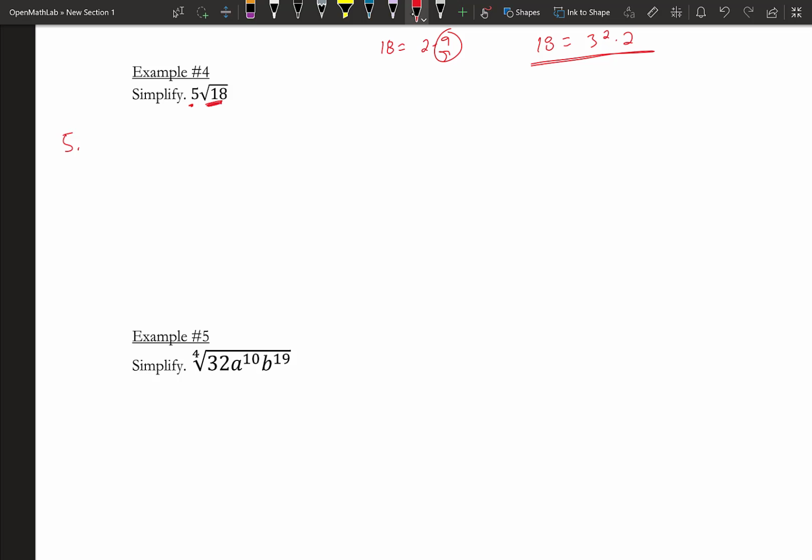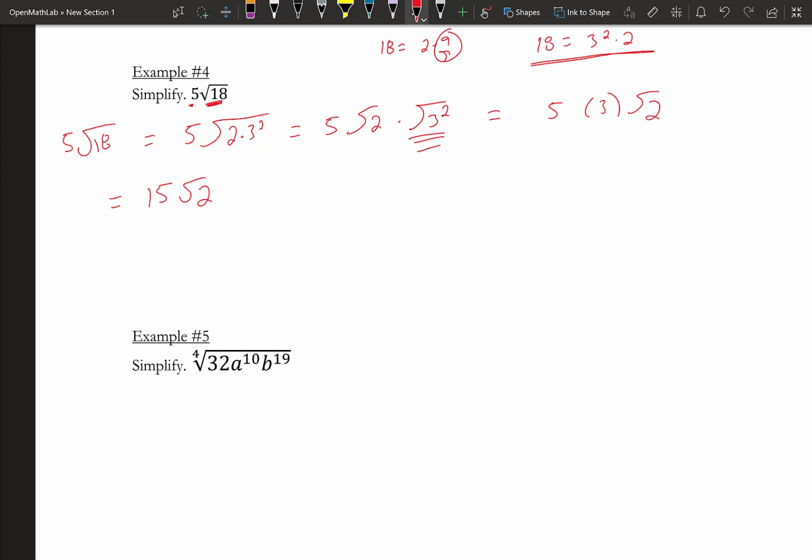All right, so 5 times radical 18 is equal to 5 times the square root of, and I'll just rewrite this as 2 times 3 squared, right? Just rewrite 18. So then I can use the multiplication property that we looked at. This is 5 times the square root of 2 times the square root of 3 squared, right? And then this last square root I can simplify. The square root of 3 squared is just 3, so this would be equal to 5 times 3 times the square root of 2, which is equal to 15 square root of 2. Right, so that's simplified.